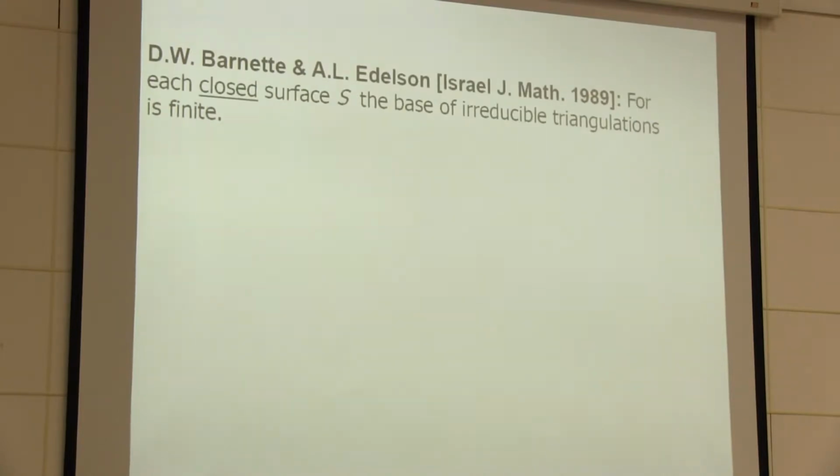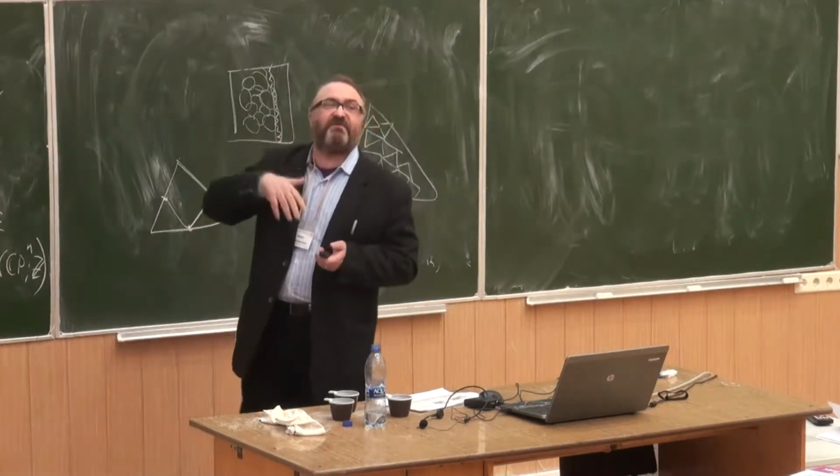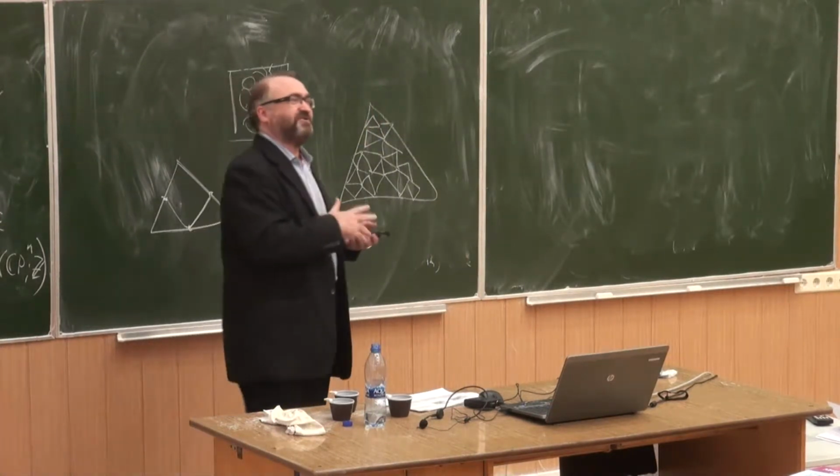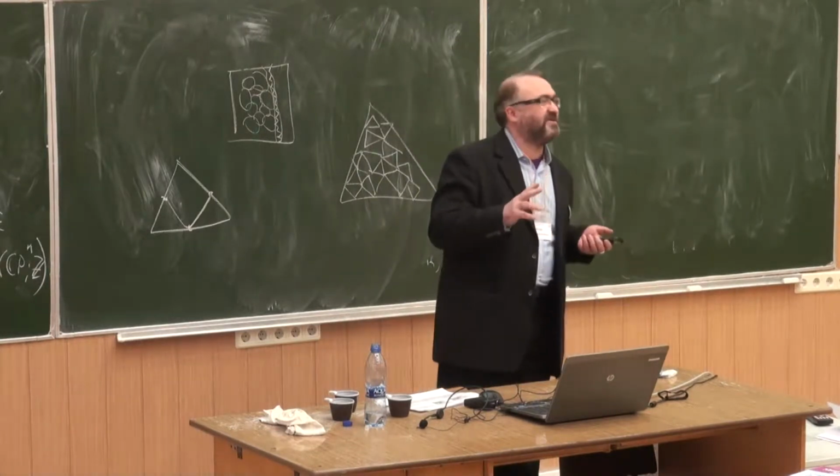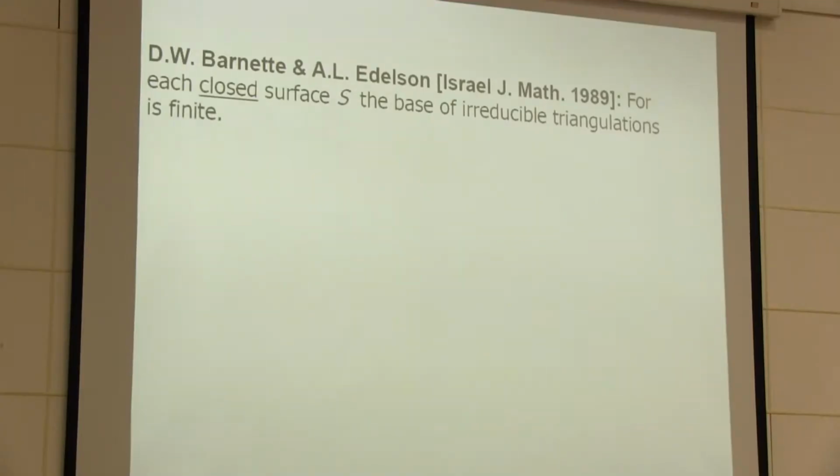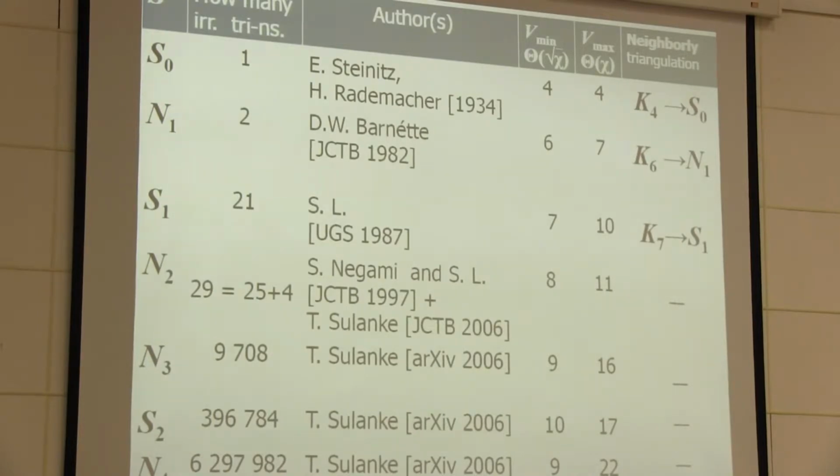Okay, and there is an important theorem by David Barnette, joint work with Edelson, published in the Israel Journal of Mathematics in 1989. They said that actually for each closed surface there exist at most finitely many irreducible triangulations, which is good news. The number of irreducible triangulations is finite for any closed surface. And of course the question occurs, so what do we know about surfaces of small genus?